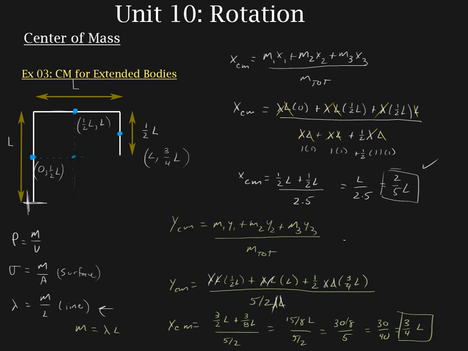So what we end up with is a coordinate pair where we have the center RCM is equal to 2/5 L, comma, 3/4 L. Okay, so 2/5. All right, so we know it's along this line here, 3/4, and 2/5 is about 0.4, so it's located right about there. That is the center of mass for this system.